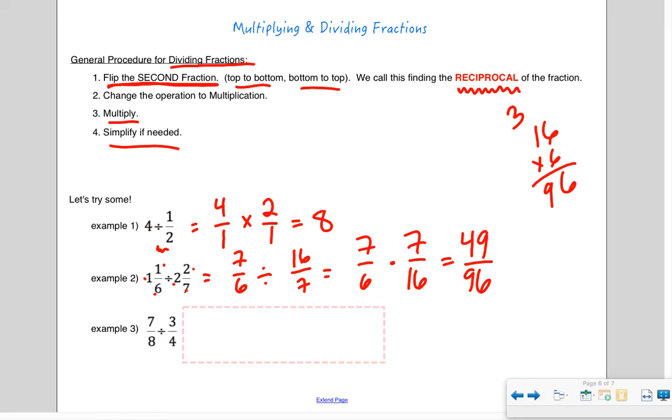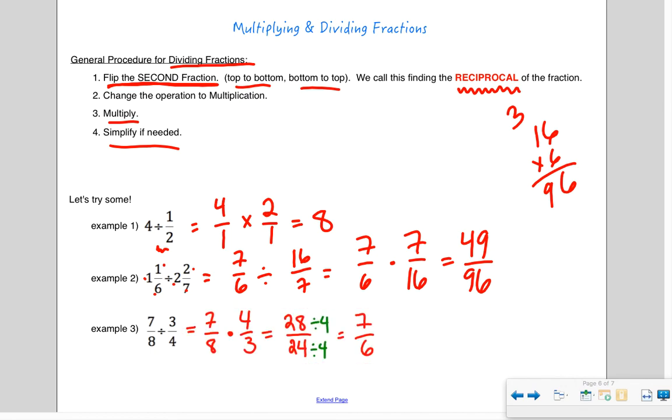All right, hopefully you have tried example 3. It looks like I have. I flipped the second fraction from 3 over 4 to 4 over 3. I changed division to multiplication. And so then I get 28 over 24. I hope you did not forget to simplify. And you have a final answer of 7 over 6.